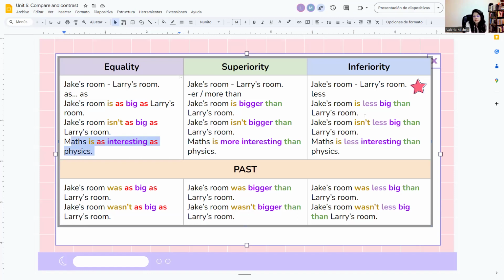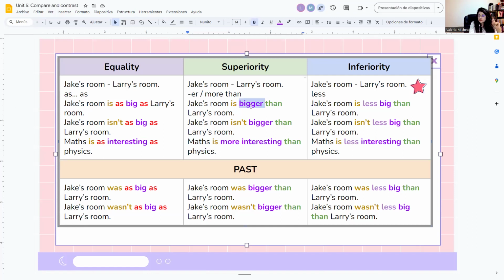Finally, we have inferiority. So something is less than another thing. So Jake's room is less big than Larry's room. So Larry's room is bigger and Jake's room is less big, right? So that's what we are talking about. Inferiority, equality, and superiority. That's it. What changes is the structure.